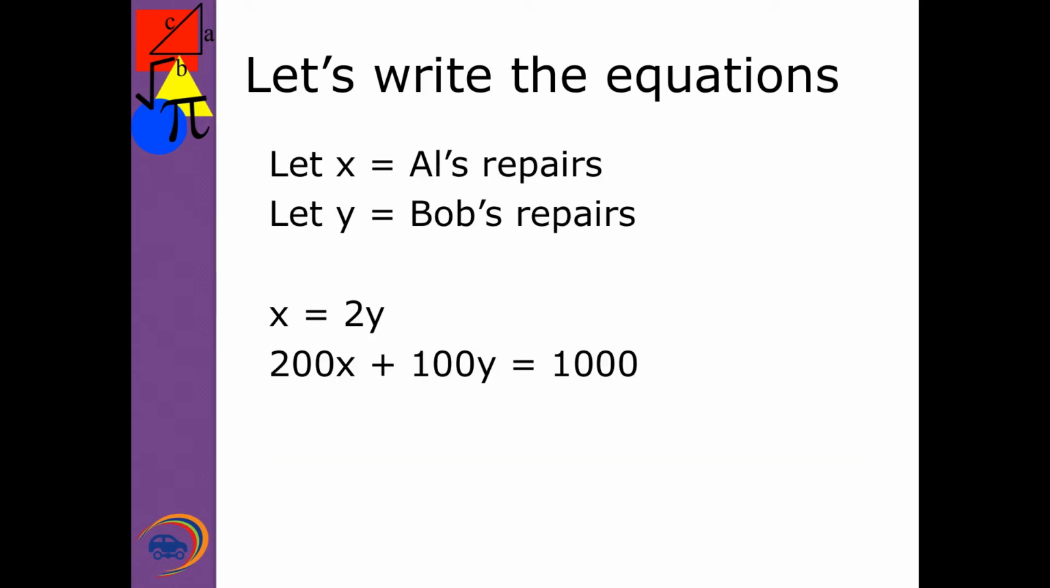Welcome back. Here's what I got. I said x was Al's repairs and y was Bob's repairs. Al's had twice as many as Bob, so x equals 2y. Now, Al's repairs were 200 times the number of repairs he made, plus 100 times the number of repairs Bob made, and it had to equal $1,000. Remember, the 200 and the 100 stand for money. Now, take a minute, solve each one of these for y in your note taker, and I'll meet you back here when you're finished. Teacher, pause the video.